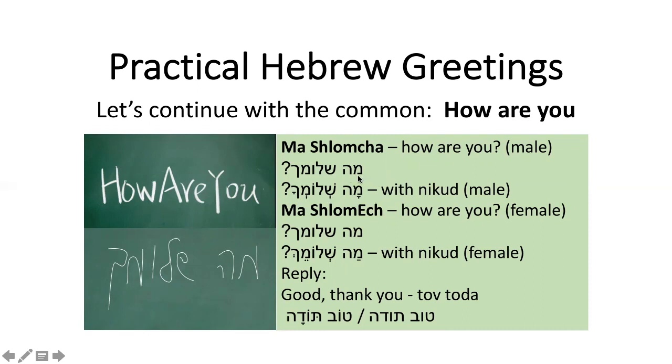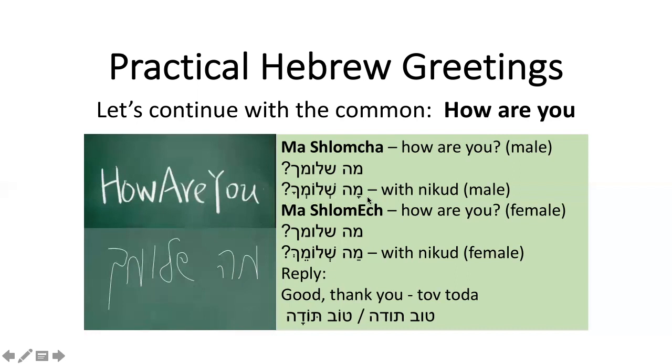Sometimes there's a slight difference when you use the nikud with the letters. They might have a vav or it might not have a vav, but it's very similar. So you will ask a male, ma shlomcha. And if it's a woman, you will ask her ma shlomech, reading from right to left. So you see, without nikud, ma shlomcha and ma shlomech are identical, but when you have the nikud, you see why it sounds a little bit different, and it is slightly different.